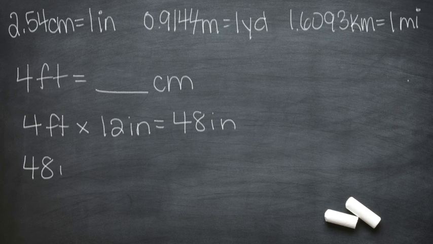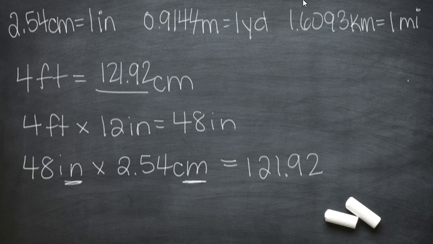So I've got 48 inches. I'm multiplying by 2.54 centimeters because every inch has 2.54 centimeters in it. So that's 48 groups of that. So that's why we're multiplying. But again, a trick is, since I'm starting with inches and I'm multiplying by centimeters, those units are different, so we're multiplying. So when we multiply that out, we get 121.92 centimeters. So 4 feet is approximately equal to 121.92 centimeters.